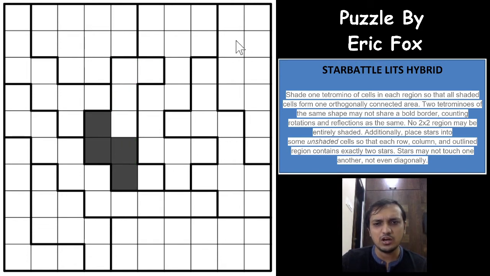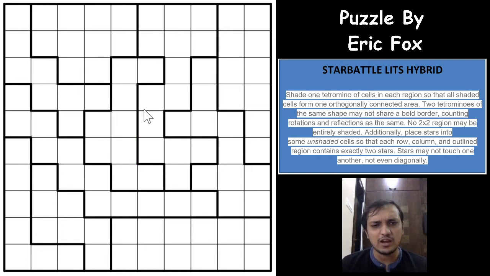You cannot form the O tetromino, as in a lids puzzle there can never be a 2 by 2 group of shaded cells. So the O tetromino is never allowed, because you would have a 2 by 2 group of shaded cells here, right? In each region we have to shade four cells that form a tetromino, and all the shaded cells in the whole grid have to be connected to each other. And when a tetromino of one region touches the tetromino of another region, those two tetrominoes cannot be of the same shape. That is what the lids rule says, right?